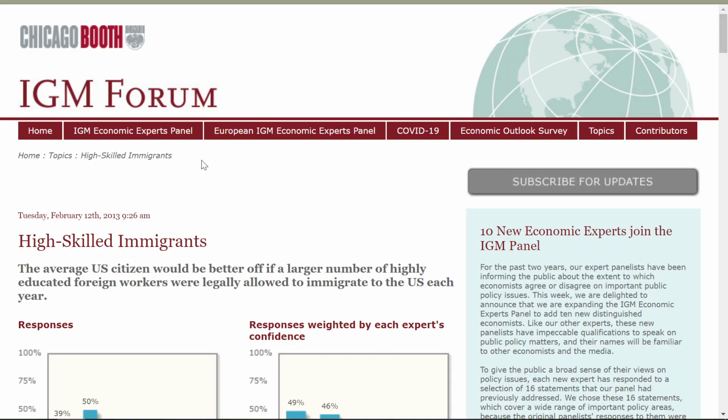Okay, and so back on the IGM Economic Experts panel, looking at high-skilled immigrants, and the proposition is that the U.S. citizen would be better off if a larger number of highly educated foreign workers were legally allowed to immigrate to the U.S. each year. So again, these 50 economists, some of the brightest in the country at the best universities, they agree or disagree with this. It's not necessarily the labor market. They're talking more generally about just being better off. But let's see what they say.